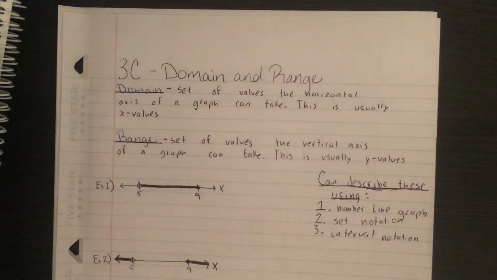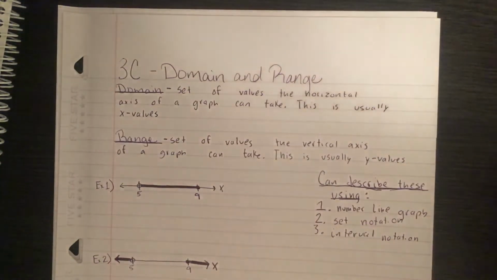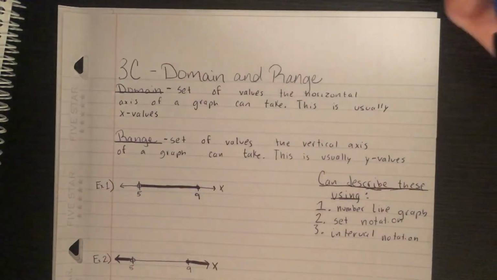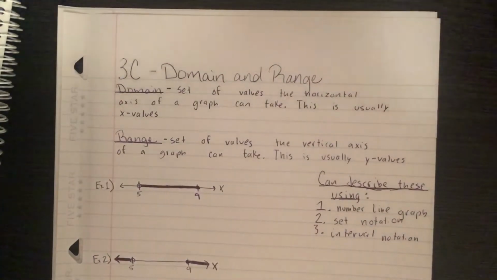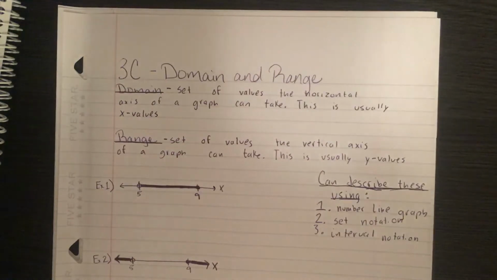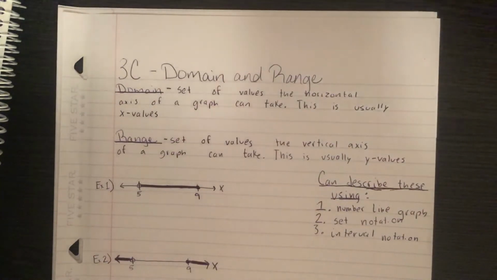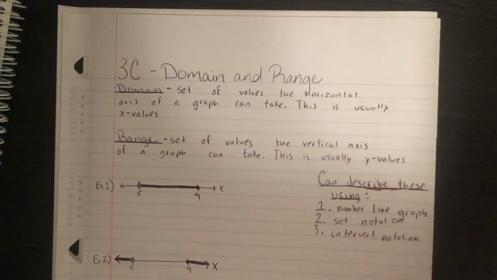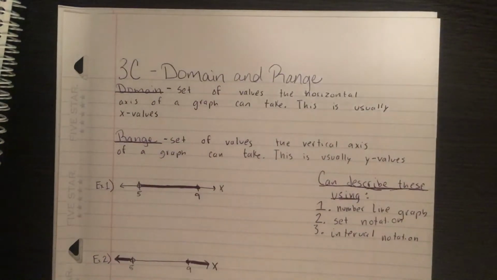Morning, everybody. We're going to continue our look at functions this morning by going over a topic that we went over in Algebra 2, and that's going to be talking about the domain and range of functions. So, as a reminder to you all, the domain is the set of values that the horizontal axis of a graph can take, and those are usually the x values. And then we have range, which is the set of values the vertical axis of a graph can take. This is usually the y values of it.